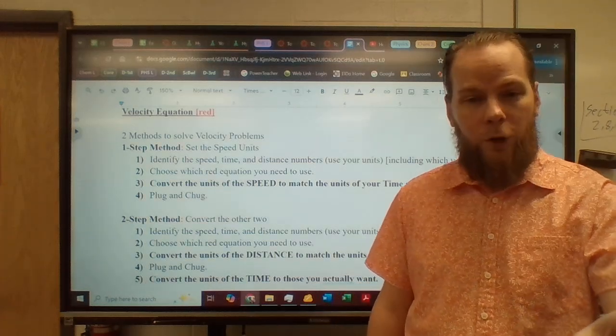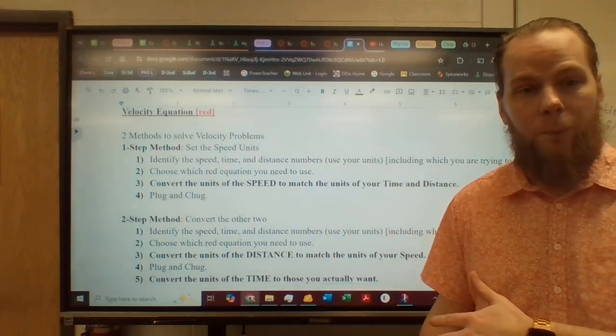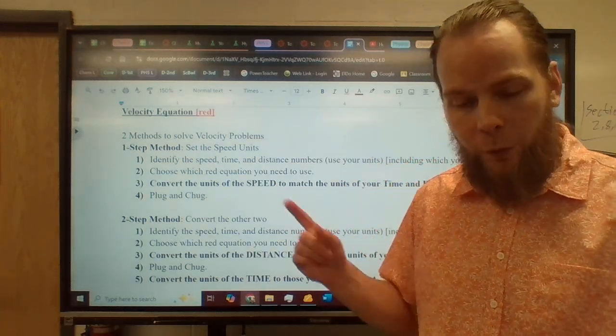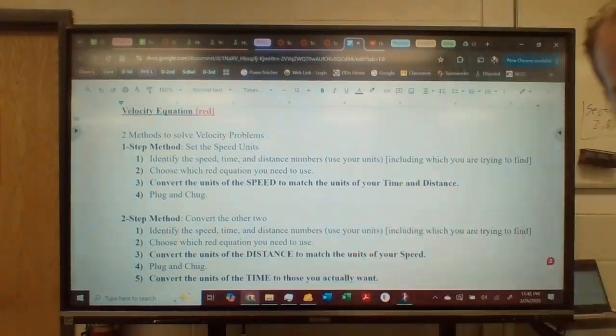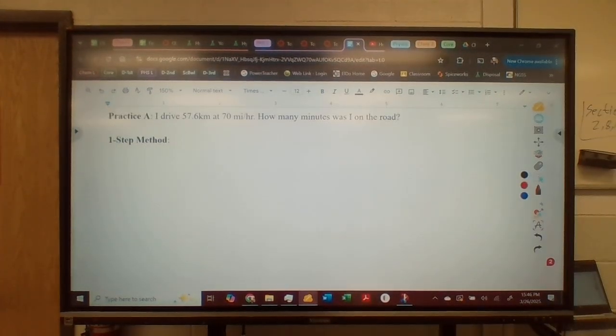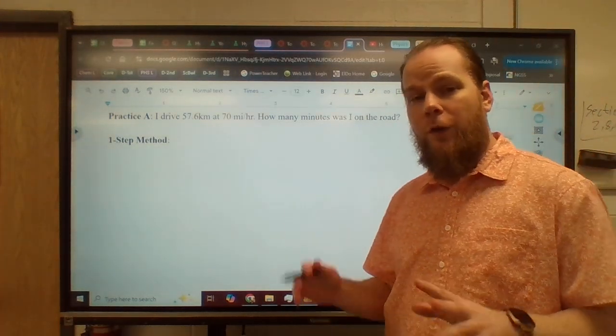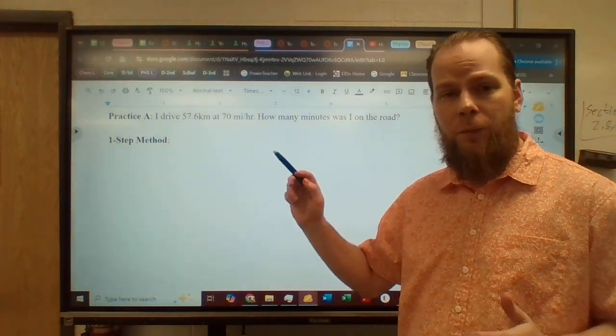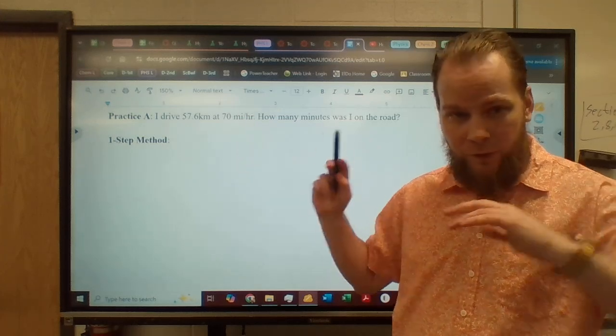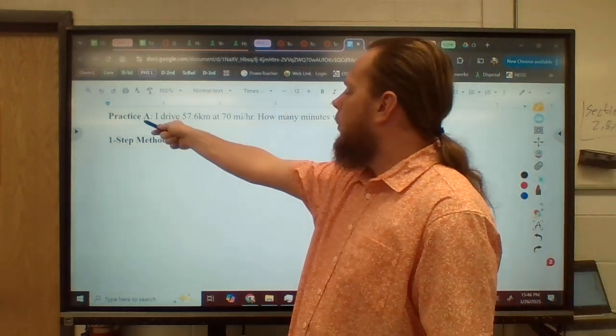Now again, I'm going to work the same problem both ways, so you can see both. So I'm going to pull that up, and then I'll be back. All right, so this is the practice problem that is on the notes page. If you pull up the notes on your computer, this is the practice problem that is in the notes.